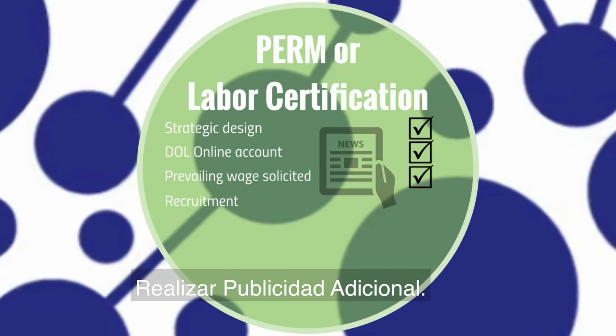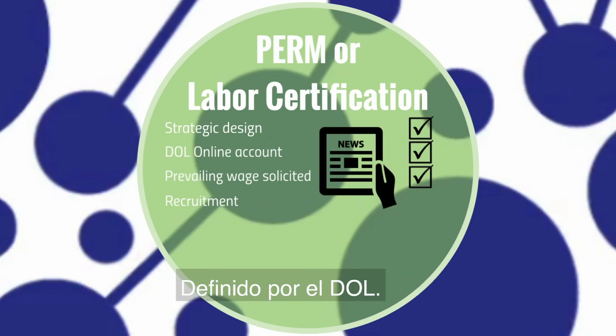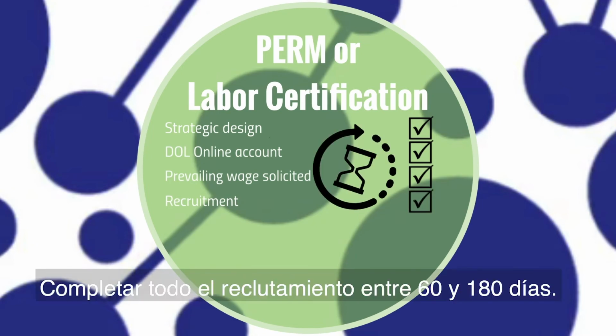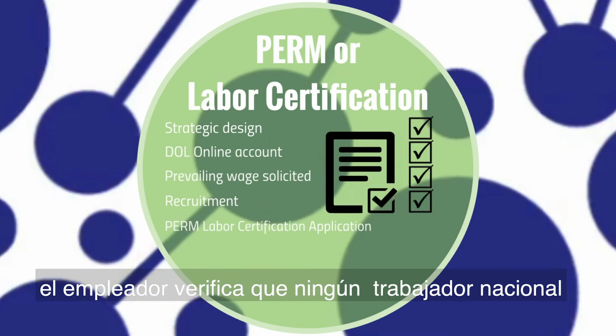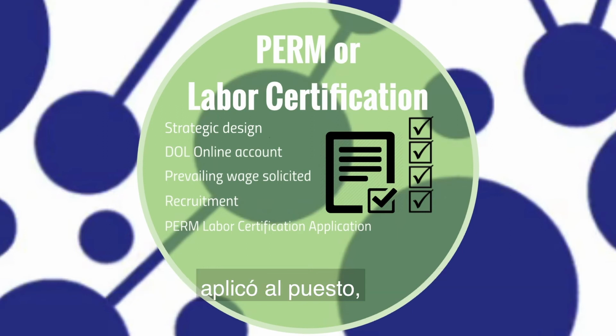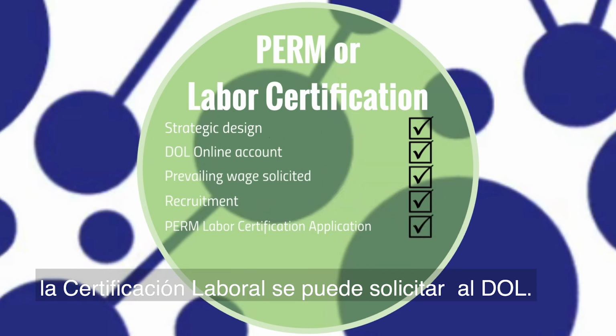Run additional advertisements if the job is a professional job defined by DOL. Complete all recruitment between 60 and 180 days. If after analyzing and interviewing applicants, the employer verifies that no qualified, willing, and able US workers applied for the position, the labor certification can be filed with the DOL.